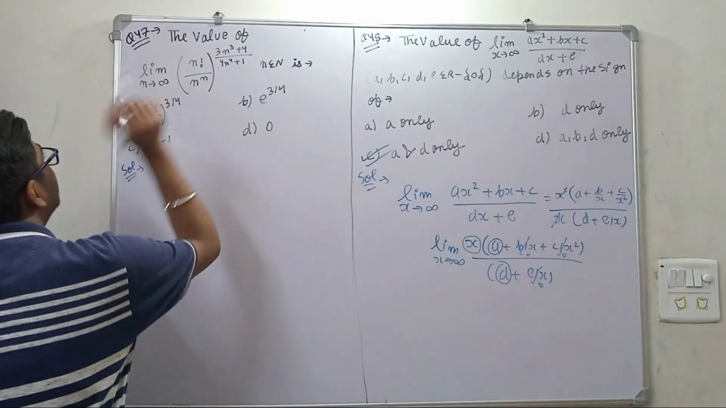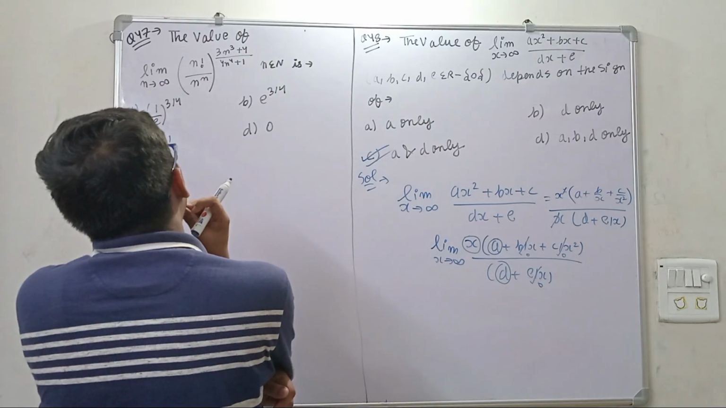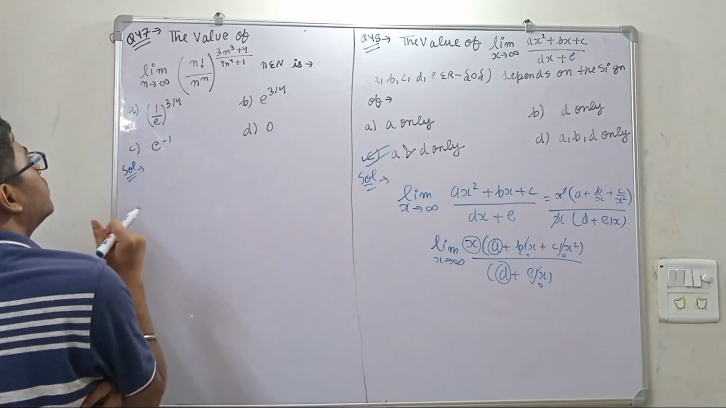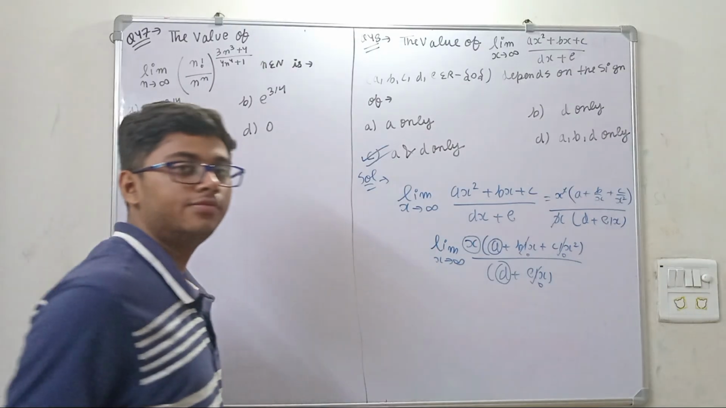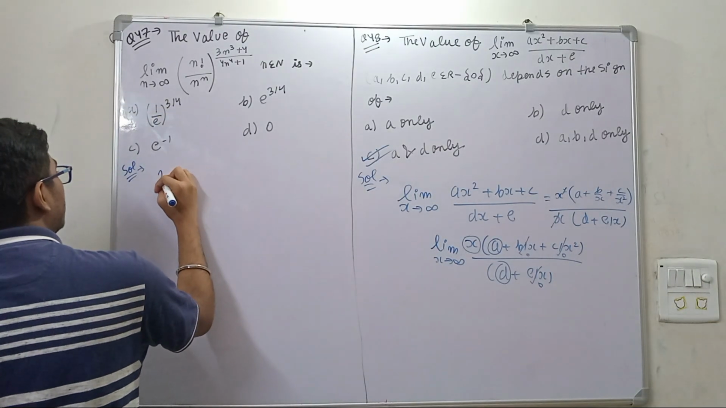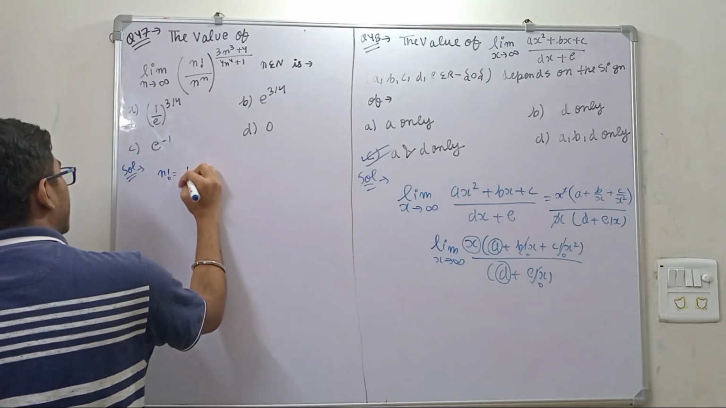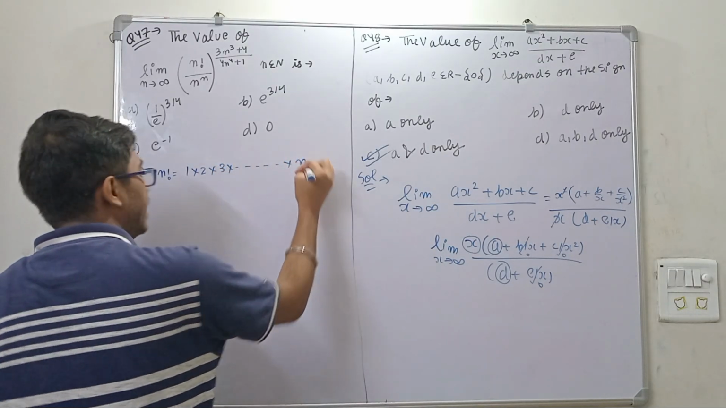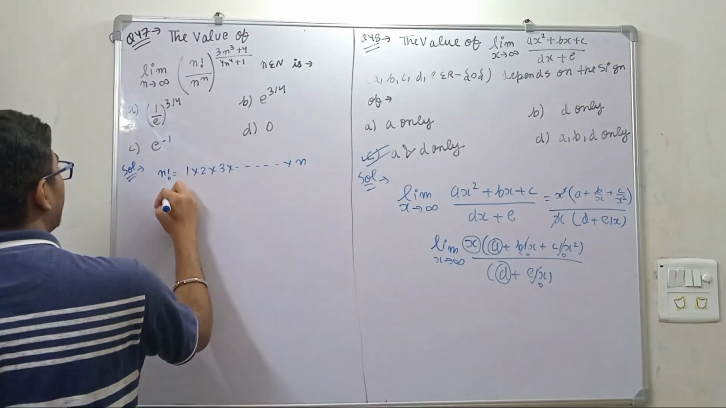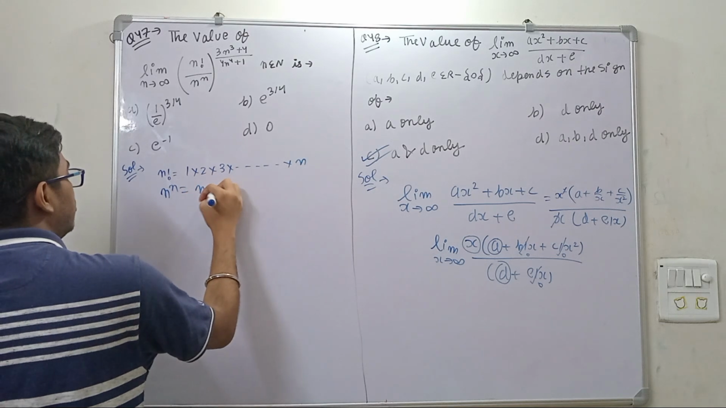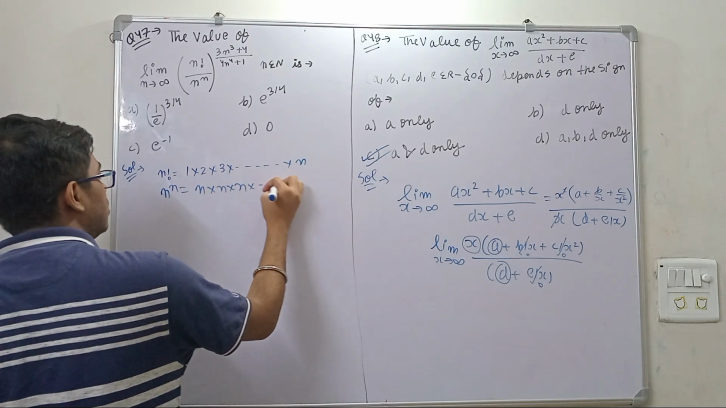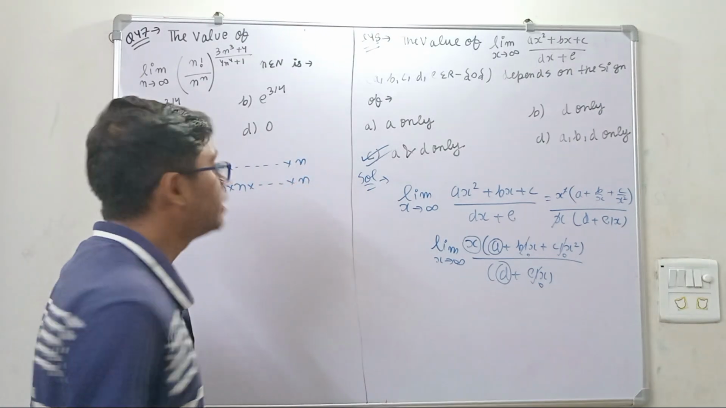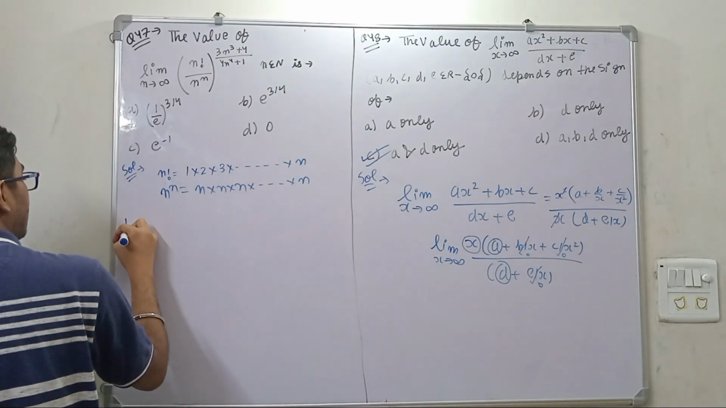See, limit n tending to infinity, n factorial upon n to the power n, the whole to the power something. You have to tell the limit of this. So, you know what is factorial? It is 1 into 2 into 3 till n. What is n to the power n? It is n into n into n till n. Okay. Now let us assume this limit is L.